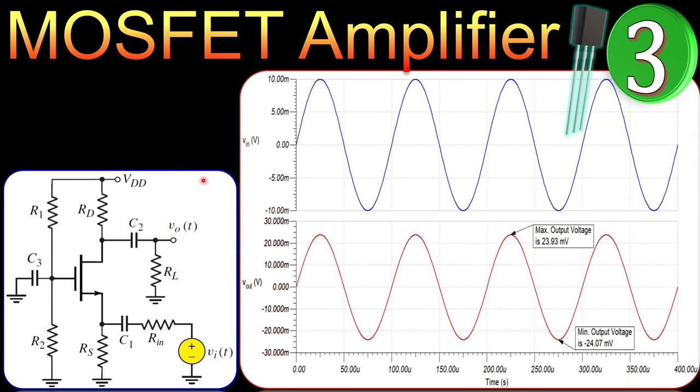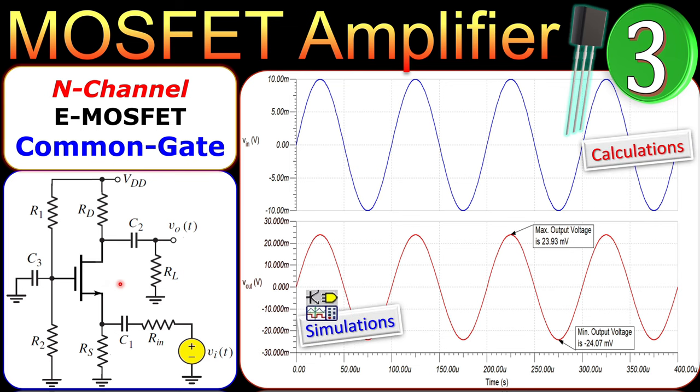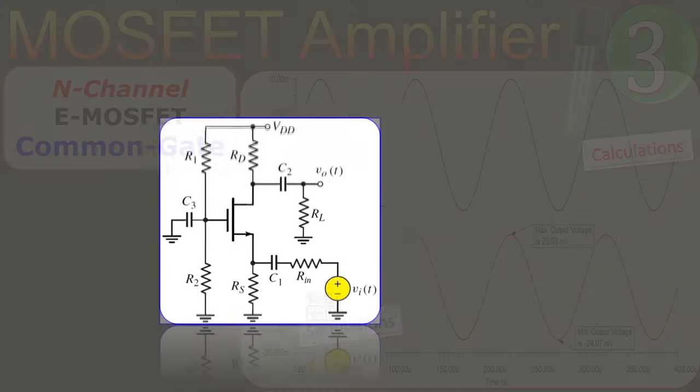This is our example number 3. In this example, we'll look at the Common-Gate Amplifier using the N-channel E-MOSFET, or the enhancement type MOSFET. We'll see how the circuit behaves and we will develop the DC analysis and also the AC analysis for the circuit to determine the specific parameters. Of course, we will do that in the calculation step by step and also verify this in our SPICE simulations.